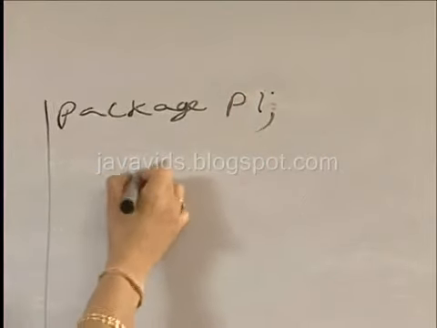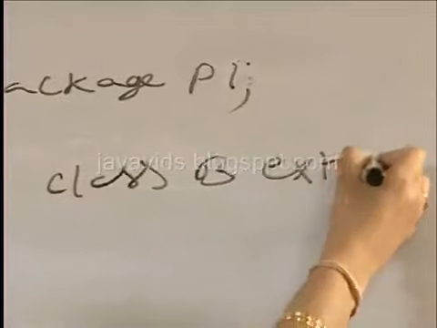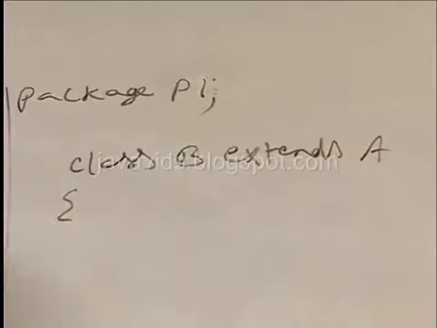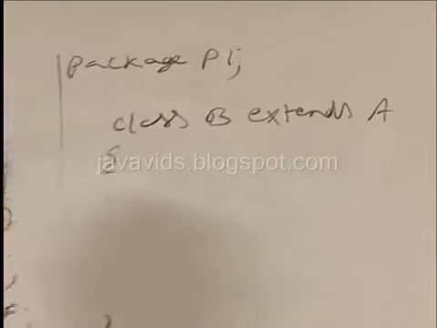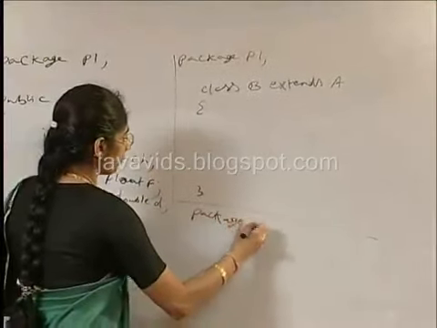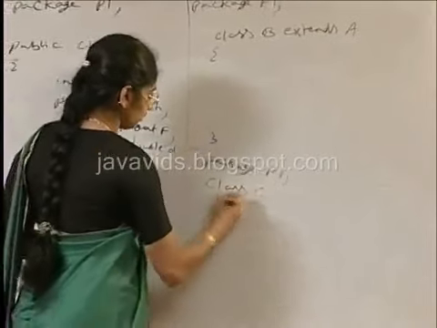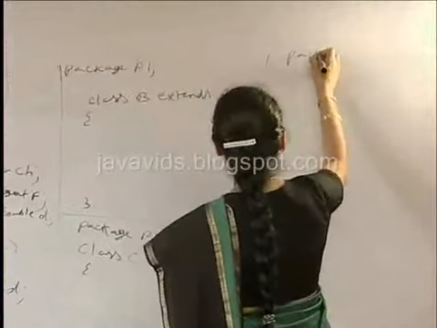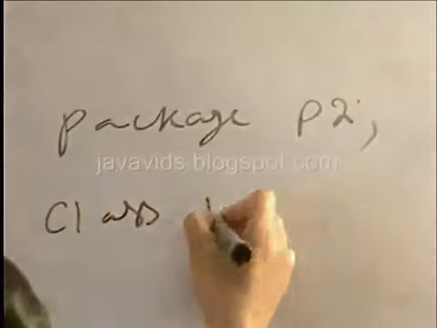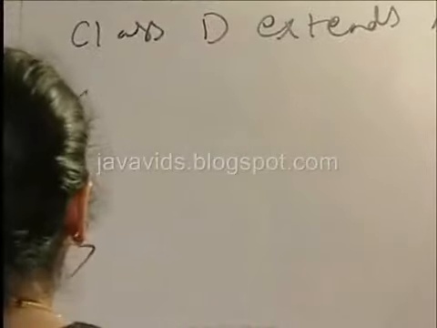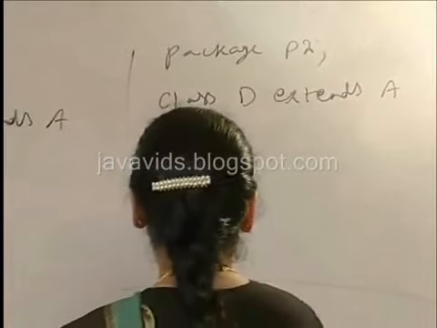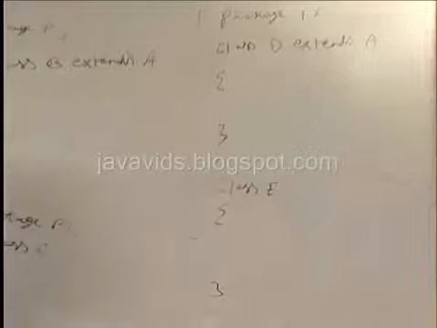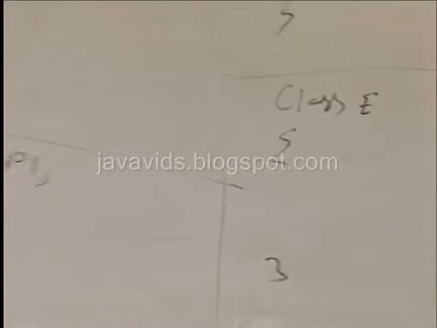Let's take another class in the same package called B, which extends from A. In the same package we have class C, which is a non-derived class from A, and in a different package P2, class D extends A, and we also have class E, which is not a subclass of A. So now where all can we access these variables?